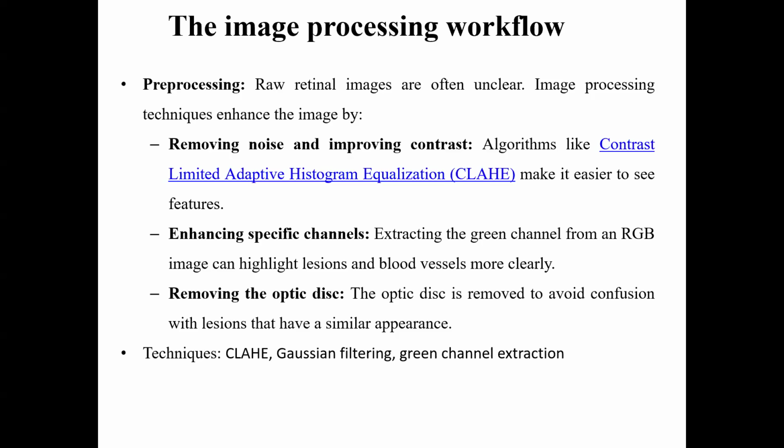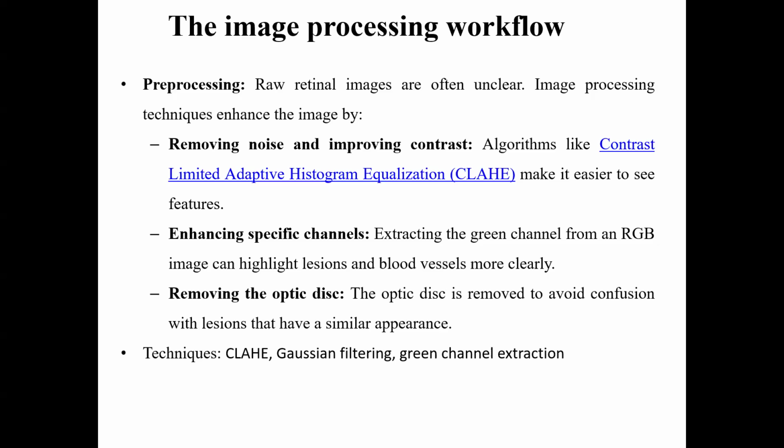The first stage we have is pre-processing. Basically, the raw retinal images are often very unclear, so we use various pre-processing techniques to enhance the quality of the image. Primarily it is used for removing noise, improving contrast, enhancing specific channels, and removing the optic disc. For removing noise and improving contrast, algorithms like contrast limited adaptive histogram equalization are used. For enhancing specific channels, it is very important to extract the green channel from the RGB, which highlights the lesions and the blood vessels more clearly.